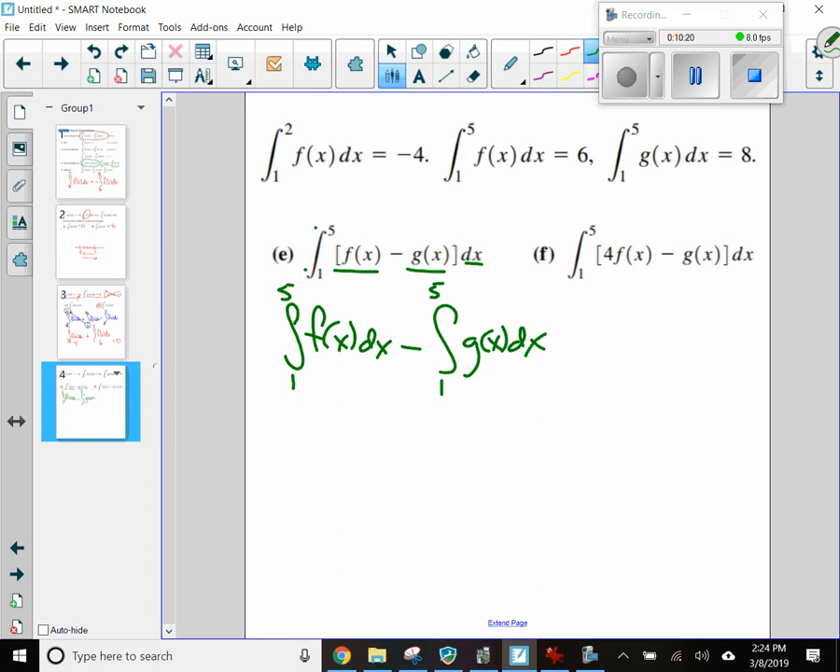And I can see that this part here is equal to 6, and this part here is equal to 8. So 6 minus 8 would be negative 2.